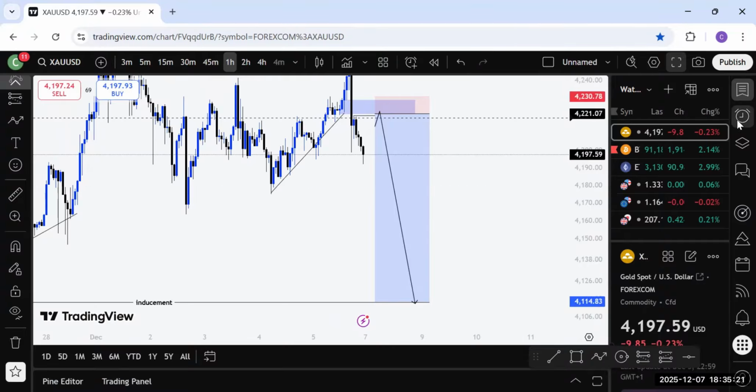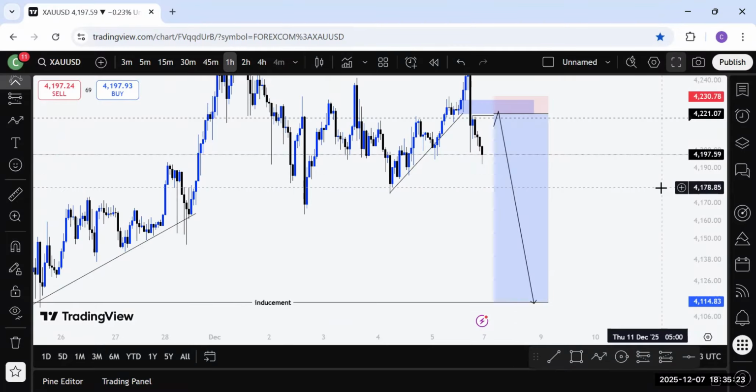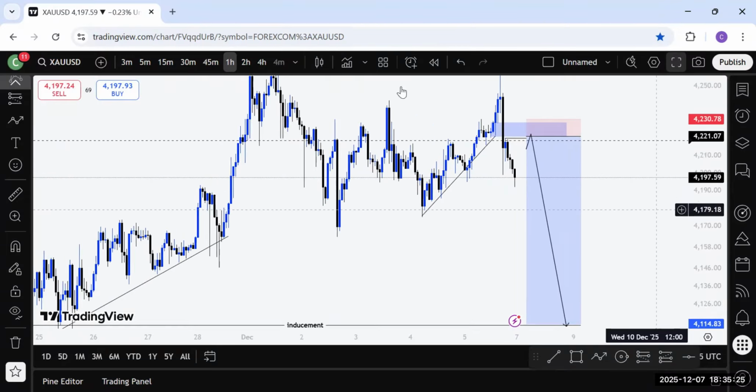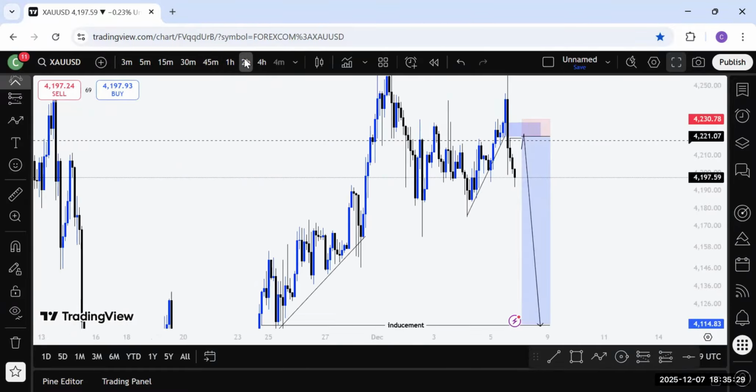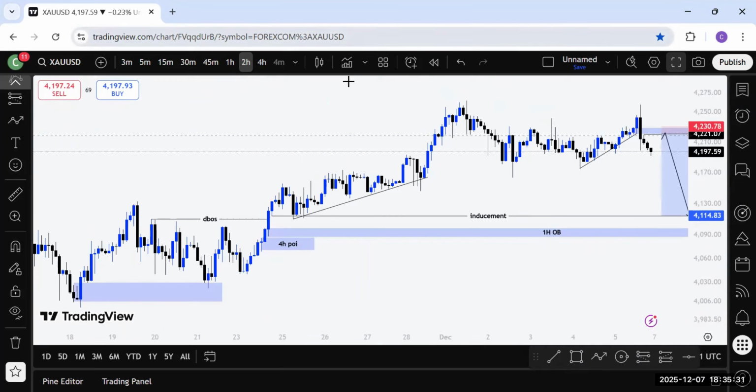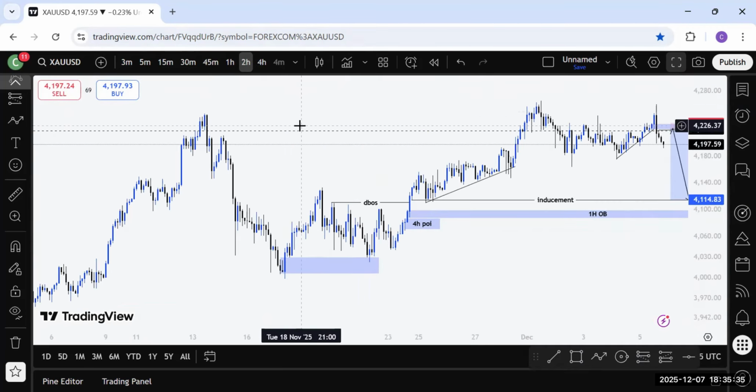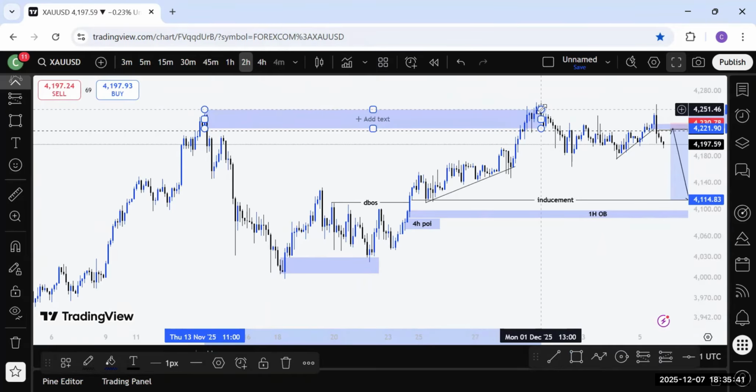So this is gold right here, and my bias on gold personally is bearish. If you watch my previous video, my last video I posted, I said that I'm bearish on gold. I posted it on my channel that I was bearish on gold from this other block over here. If you could remember this other block over here. So currently I'm still bearish on gold.